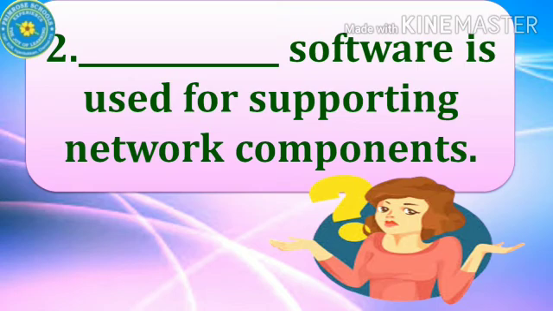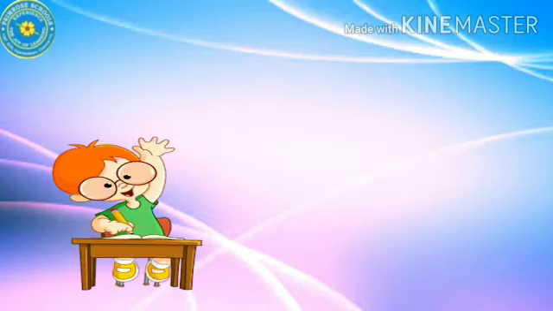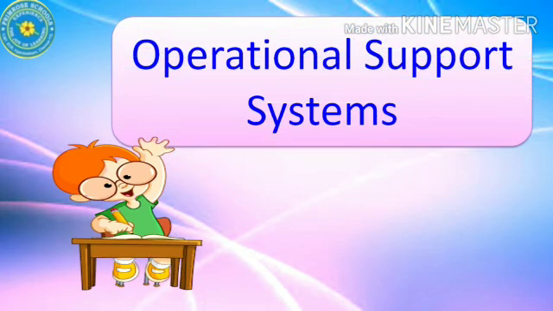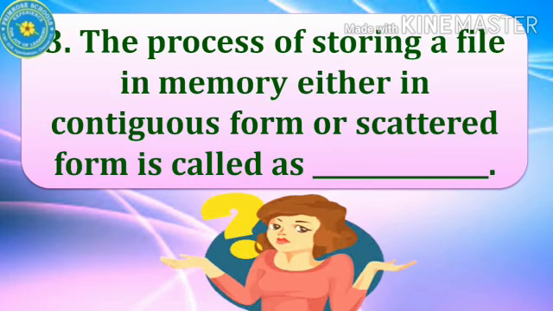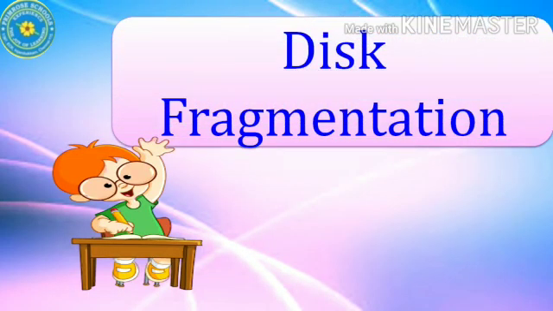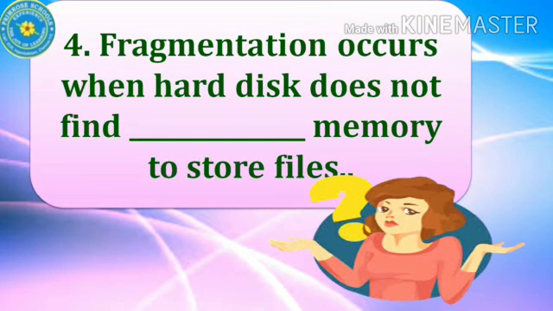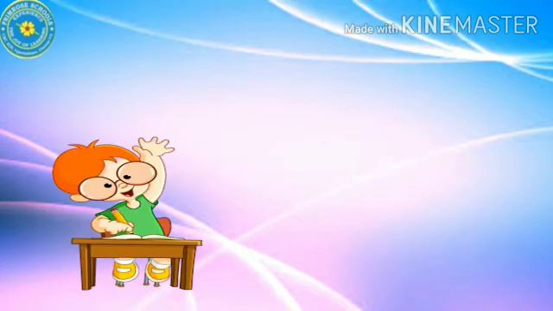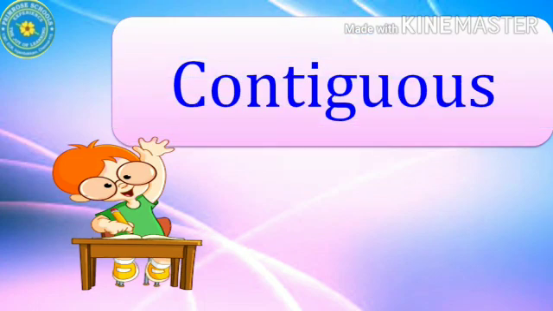Dash software is used for supporting network components. What is it, children? Very good. Operational support system software. Third question. The process of storing a file in memory either in contiguous form or scattered form is called as? Very good. Disk fragmentation. Fragmentation occurs when the hard disk does not find dash memory to store files. What memory? Contiguous memory. Well done, children.